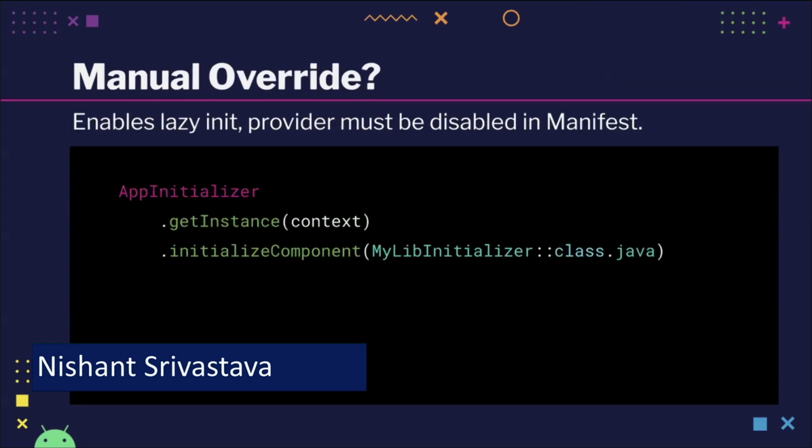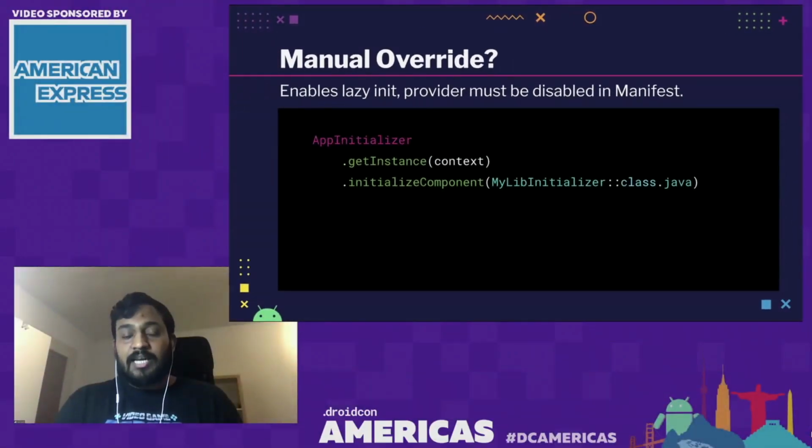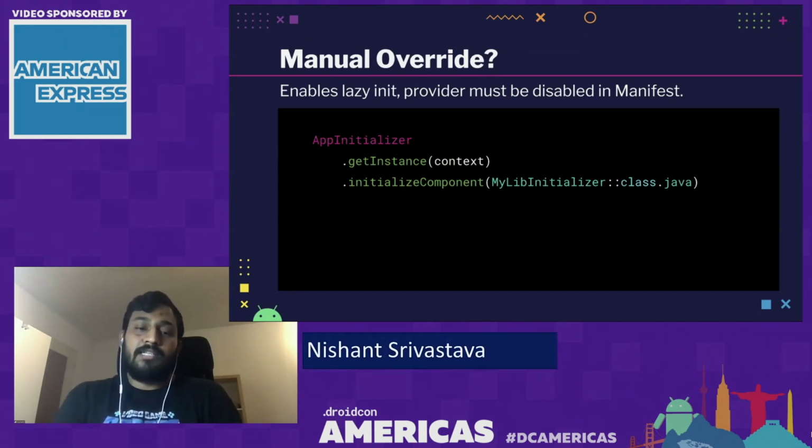But notice that once you have disabled the auto initialization completely, now you need to initialize the libraries on your own, right? This is where we start talking about lazy initialization, as in once the app has loaded, you decide to initialize the libraries. To do that, there's a helper class called AppInitializer. The Jetpack Startup library itself uses AppInitializer internally, but they also made it public so that you can use it. You can get the instance and initialize the component wherever you want.